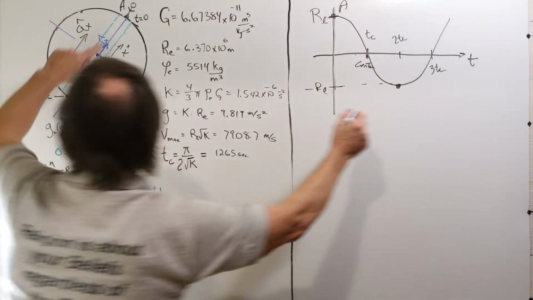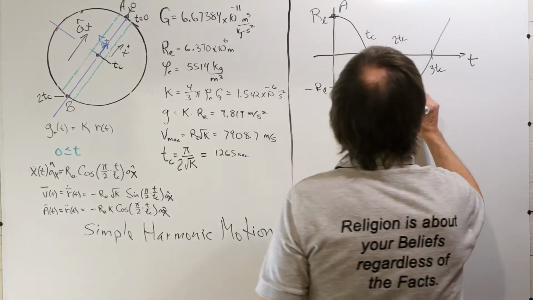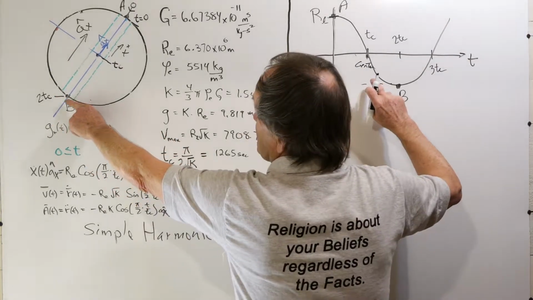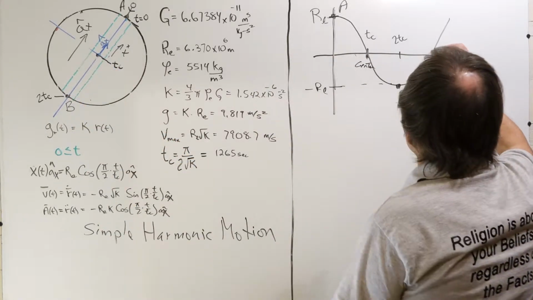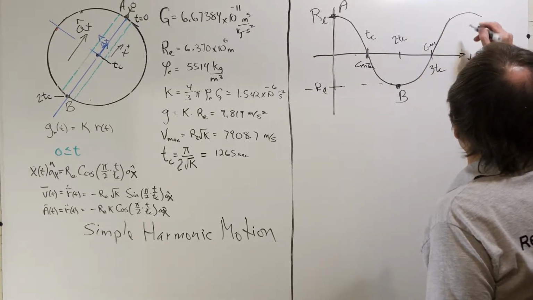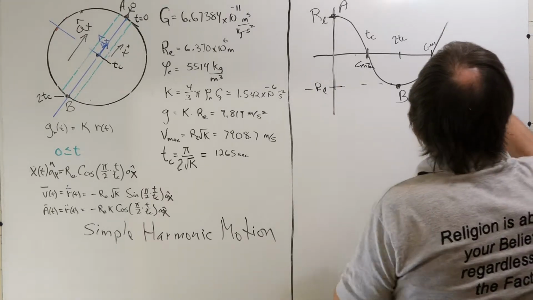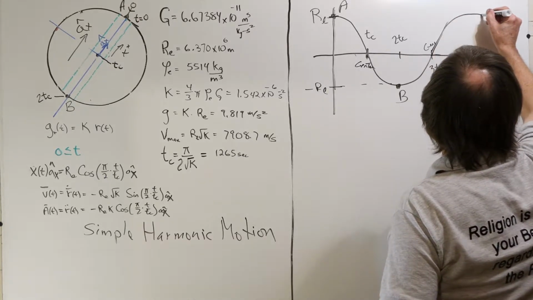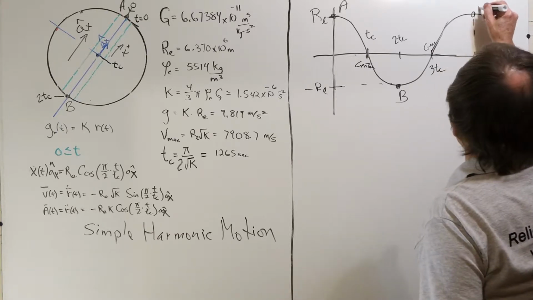And 2tc later, we reach point B on the opposite side of the Earth. Point B. And then, time progresses. We move back towards the center, and at 3tc, we're back at the center here. And at 4tc, we're back to our starting position. This is at 4tc, so we're back to A.